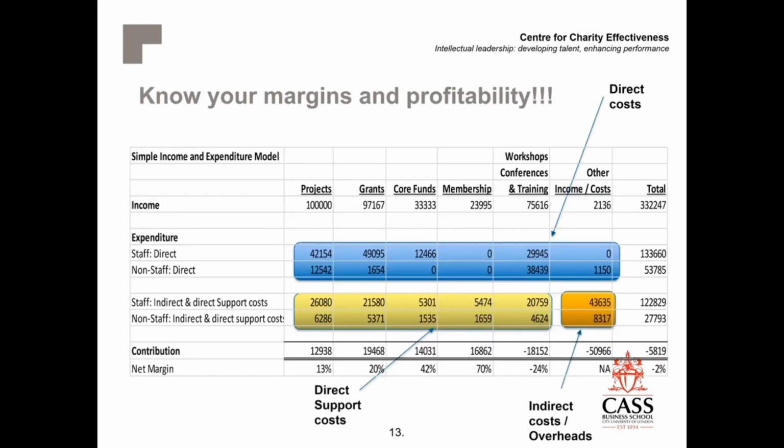But the big thing that frustrates me, if you like, is the number of organisations I go to that just don't know the margins per activity that they have. So, for example, here you've got projects, grants, core, membership, and you look at the income and the expenditure against that. I know a lot of organisations I work with don't even look at the income less expenditure for the different types of work that they do.